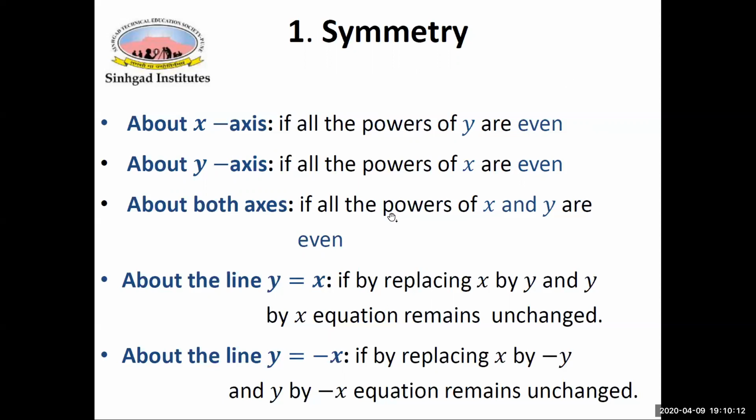Both even, both axes. Then the next case is symmetry about the line in opposite quadrants, that is, about the line y equal to x and y equal to minus x.